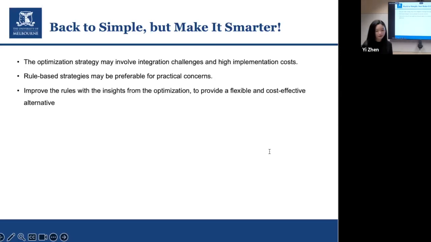considering the practical concerns, as the rule-based strategy will be easier to implement, adjust, and also easier to communicate to the stakeholders. And given the outstanding performance of our optimization-based strategies, we know that there is still room for improvement in the current rule-based strategies. So we want to improve the current rule-based strategy with the insights we got from optimization. And we hope that the advanced rule-based strategy can serve as an alternative approach that offers greater flexibility and cost effectiveness than the optimization-based strategy.